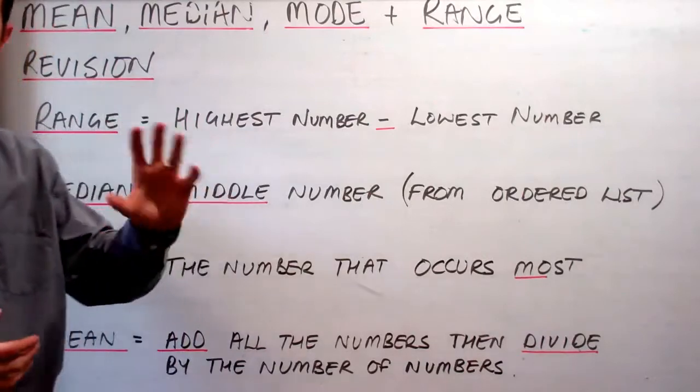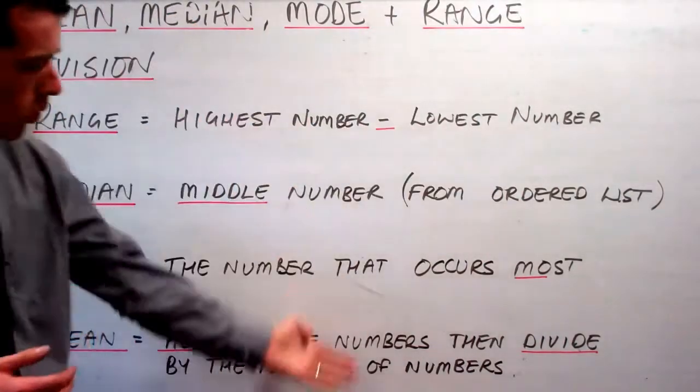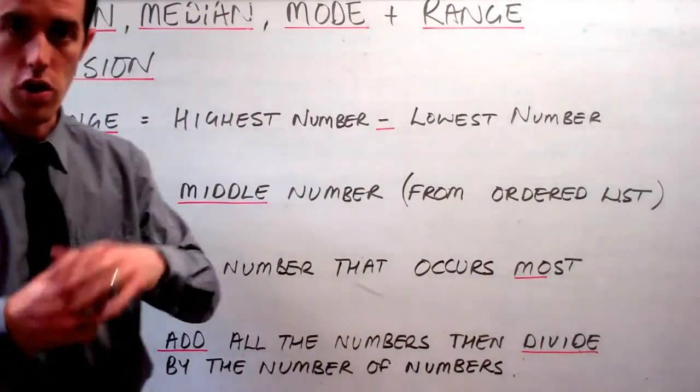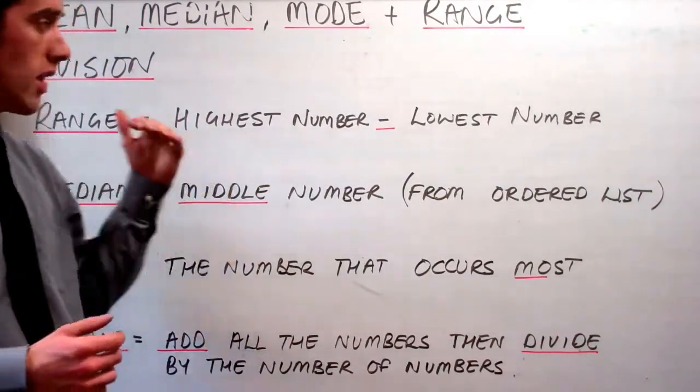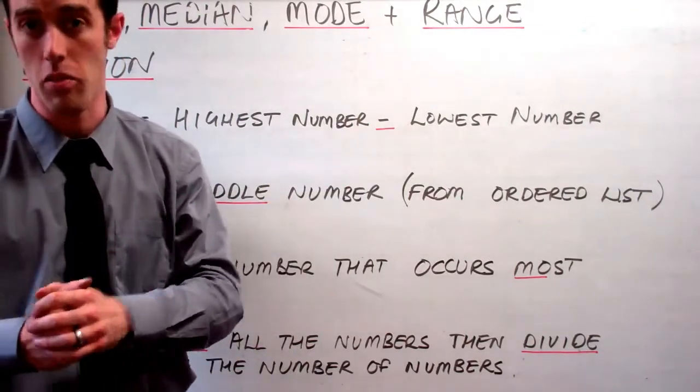Hi there, this is a quick revision of mean, median, mode and range. Alright, so what I want you to do is copy all these definitions down into your jotter. You can pause me just now if you want, or you can wait until I go through them all with you and talk through them and explain in a wee bit more depth what each one means.